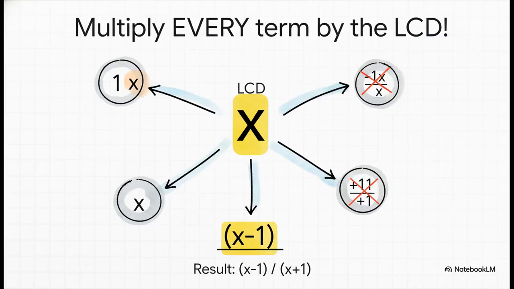So the only denominator in the whole problem is x. That makes finding the LCD super easy. It's just x. Now, here is the key. You have to multiply every single term by that x, and that includes those whole numbers. So the one on top gets multiplied by x, and the one on the bottom also gets multiplied by x. When you do that, the fractions clear up, and we're left with our final answer, (x minus 1) over (x plus 1).